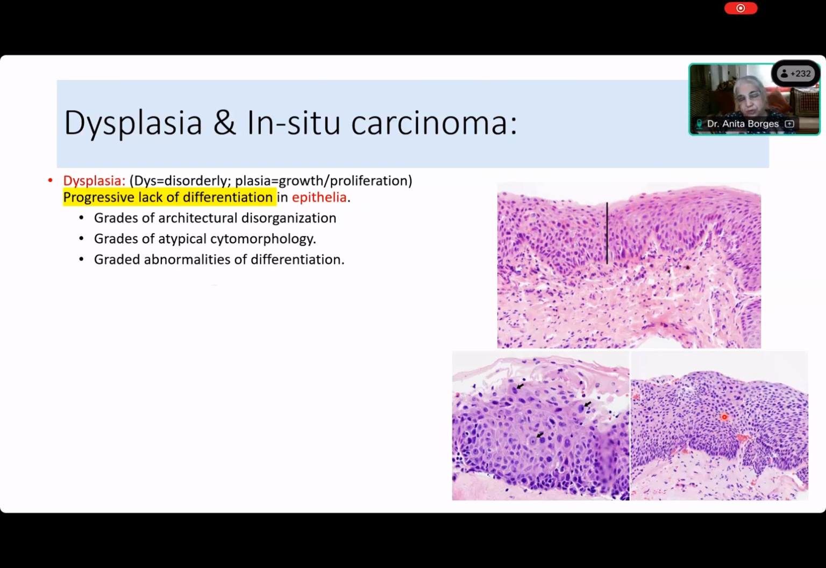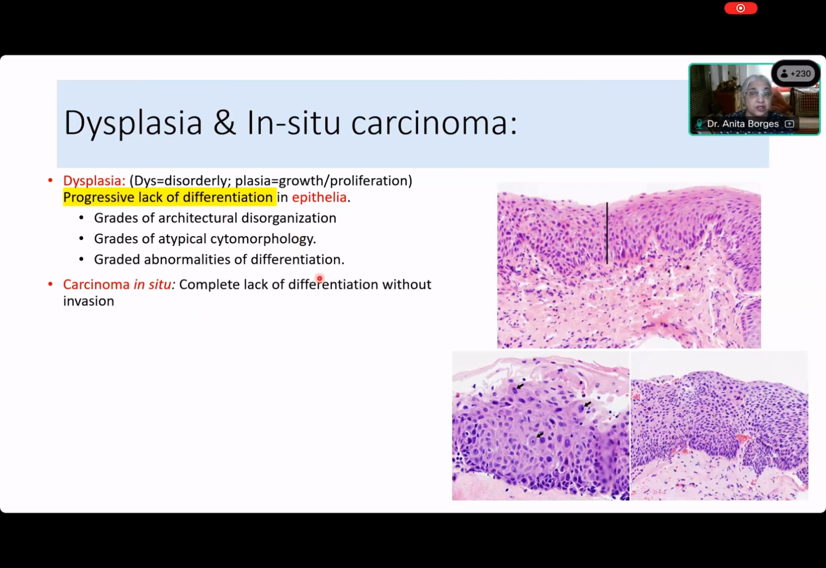We reserve those terms for invasive carcinomas. But when it is limited to the epithelium, you do get low, moderate, and poor differentiation. There are all kinds of terms that we use. We call them dysplasia: low-grade, intermediate-grade, and high-grade dysplasia. We don't use the terms well, moderately, and poorly. So we grade them for architectural disorganization, atypical cytomorphology, and abnormalities of differentiation.